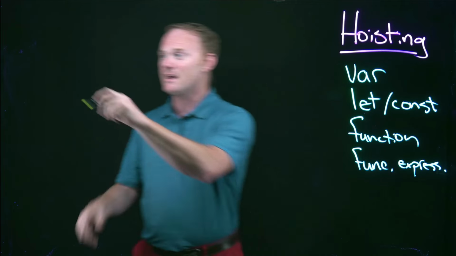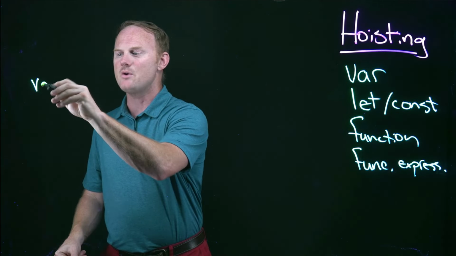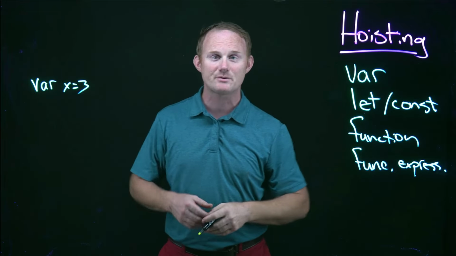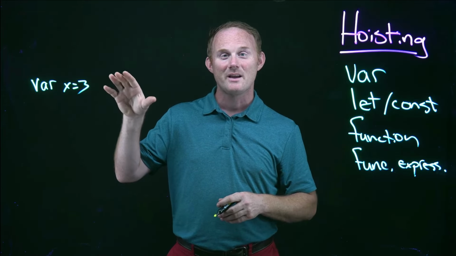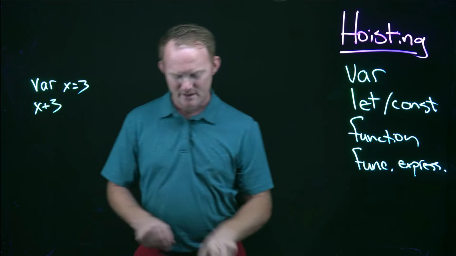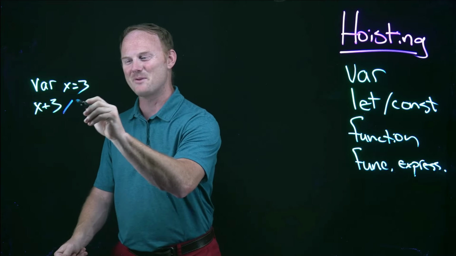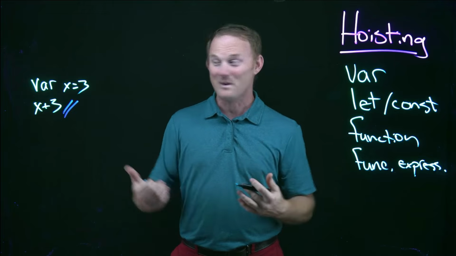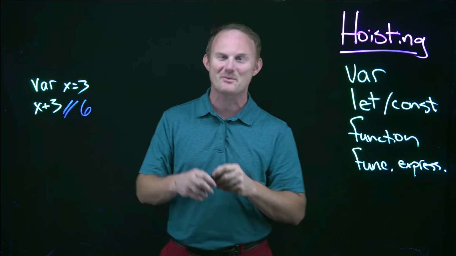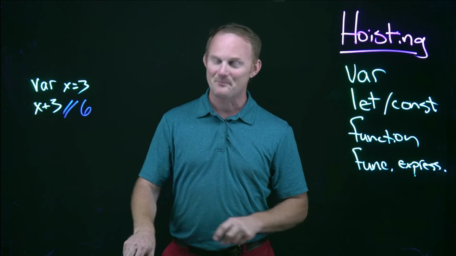And let's say that you are coding along, and at some point you have var x equals 3. I'll give you let examples in a bit if you're not used to var. Right after that, you do x plus 3. Now, you should know perfectly well, I'm going to put a comment in here, what would that equal? What is this going to evaluate to? Well, the number 6, right? Because it's 3 plus 3.